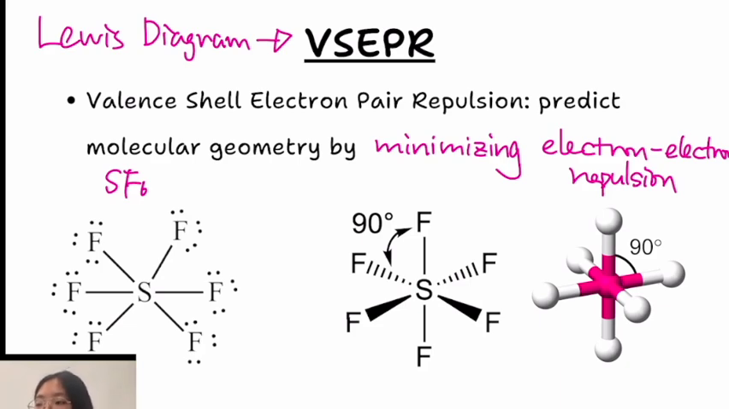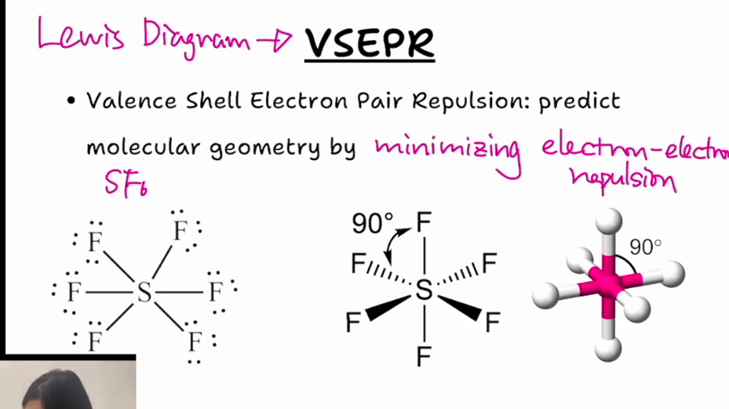So if you try to model it in 3D, it shows this three-dimensional octahedral shape, and each of the fluorine-sulfur-fluorine bonds is 90° rather than 60°. So the Lewis dot diagram does not tell us anything about the three-dimensional shape.